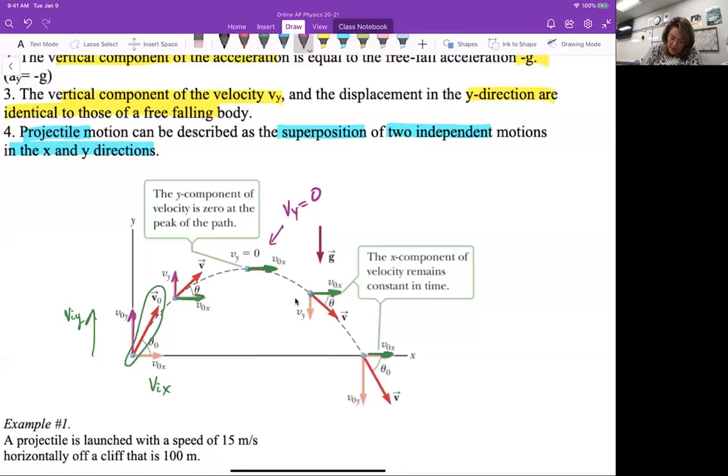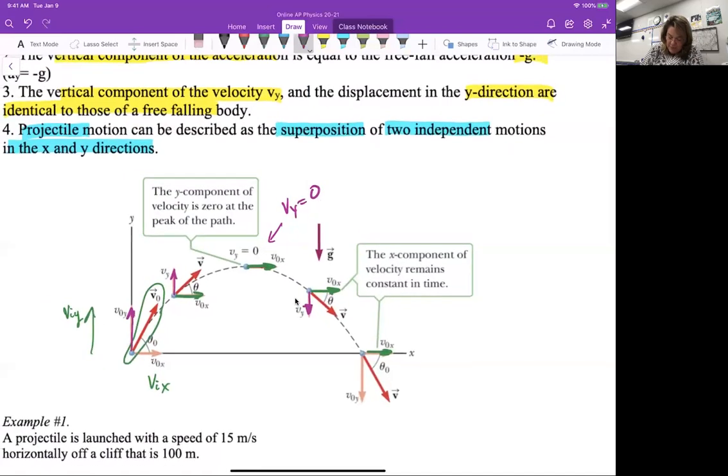Now, as it goes back down in the y direction, the velocity flips sign and becomes more and more negative, and then eventually gets to the very bottom. Because this ended up at the same height, the original velocity and the final velocity have the same magnitude but opposite signs, so this final velocity vector is identical in magnitude to the original velocity, just with an opposite direction.